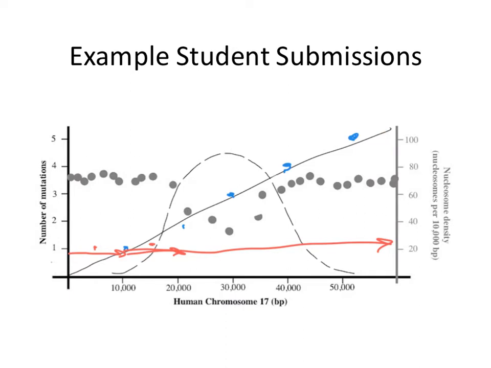So this is what we're going to look for today when we look at real data from a published study that looked at mutation frequencies across a part of a chromosome. So now we have an expectation of what we think we're going to see.